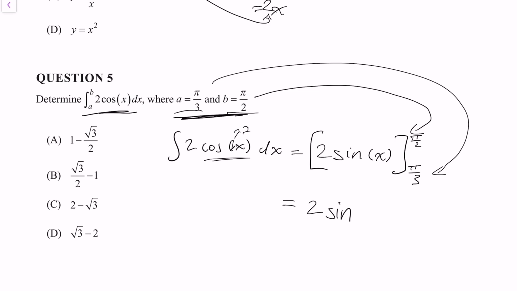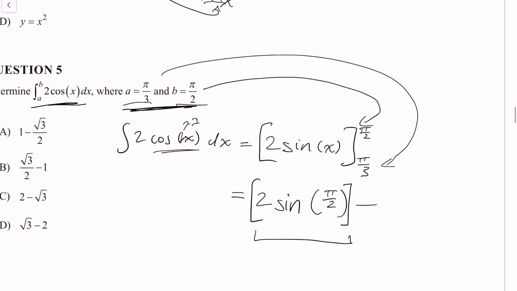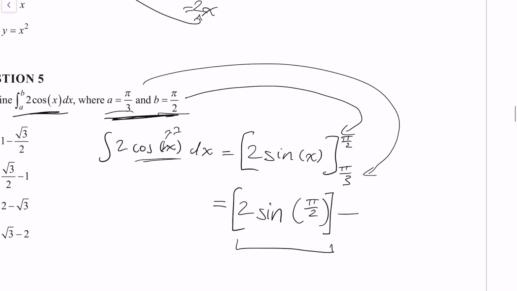So 2 sine pi over 2, which is our b value, minus, so what I like to do is bracket these things. Each of my b and a values, I like to bracket them just to make sure that I'm really minusing b and a, because sometimes it can get a bit tricky with the negatives and signage. So to really separate them and show that I'm doing each one separately, I like to square bracket my b and a substitutions. So 2 sine and then just pi over 3.